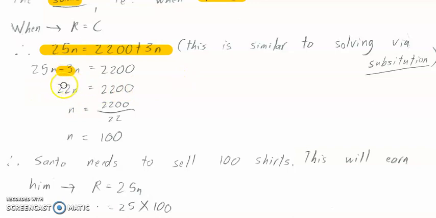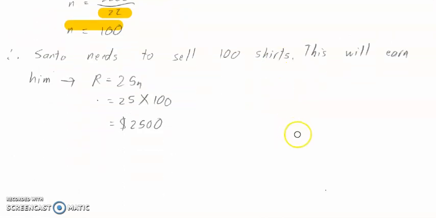Then I need to move this 22 over to this side. What's the opposite of multiplying by 22? Dividing by 22. 2,200 divided by 22 is 100. I know that looks a little bit like a 6, but trust me students, that is 100. So N equals 100. So in the context of this question, what does that mean? Well, that means Santo needs to sell 100 shirts in order to break even.